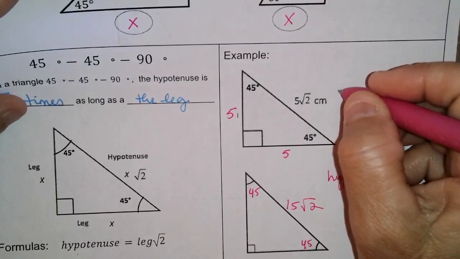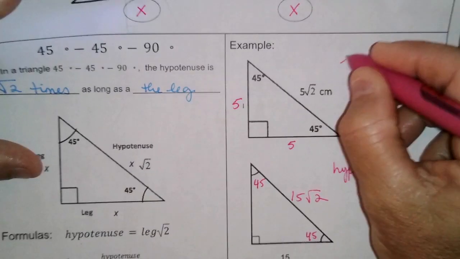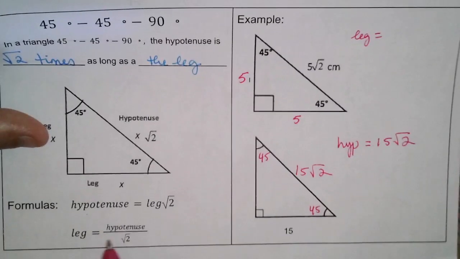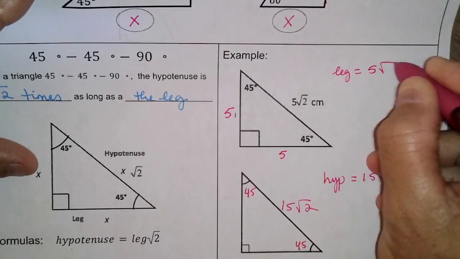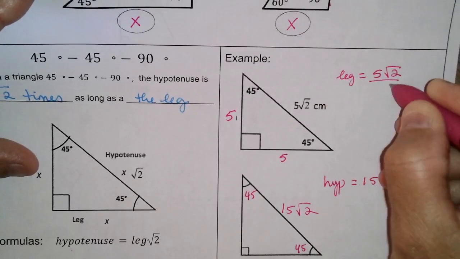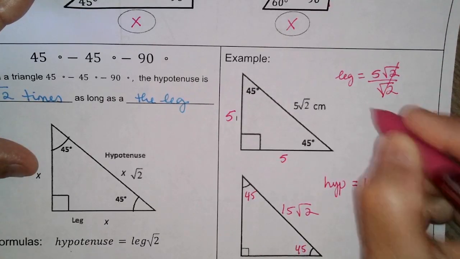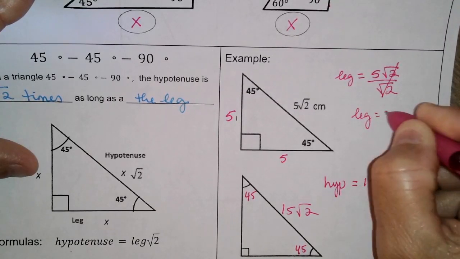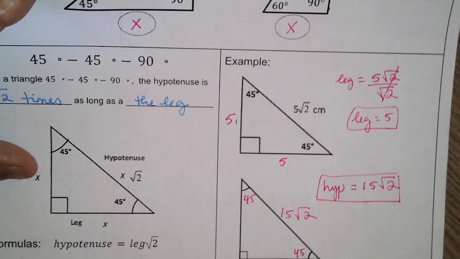Here, you can put this in the formula too. We know the leg equals the hypotenuse divided by square root of 2. So here I have 5 square root of 2, which is the hypotenuse. If I divide this by square root of 2, the square roots of 2 cancel out, and the leg equals 5.